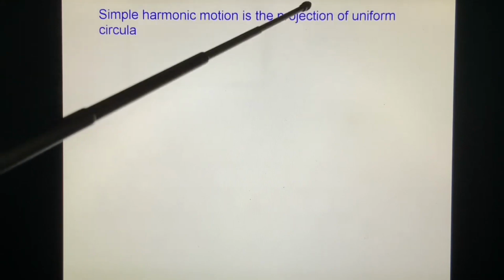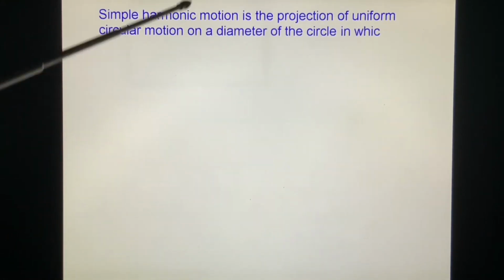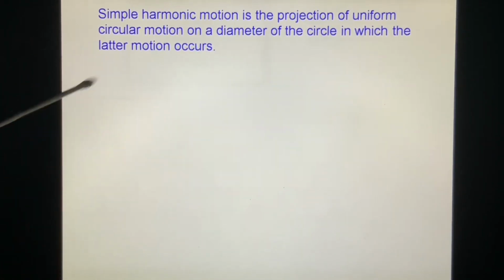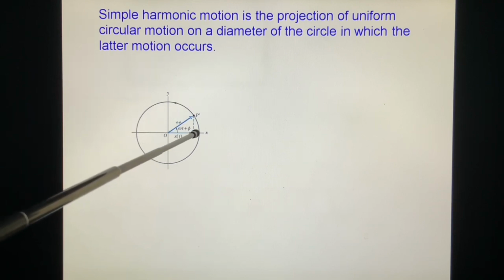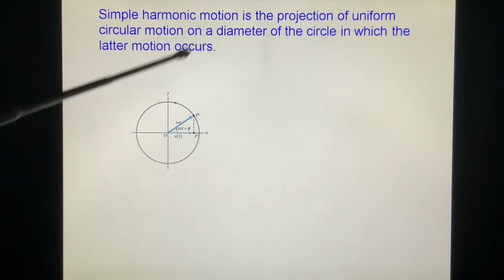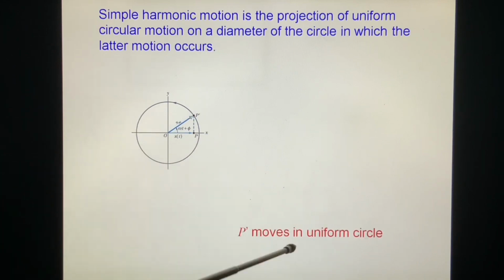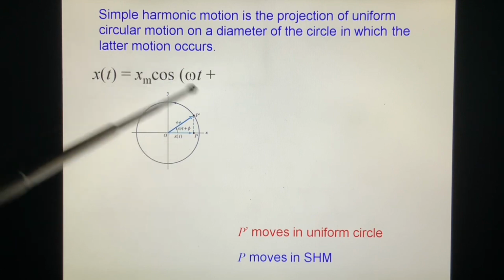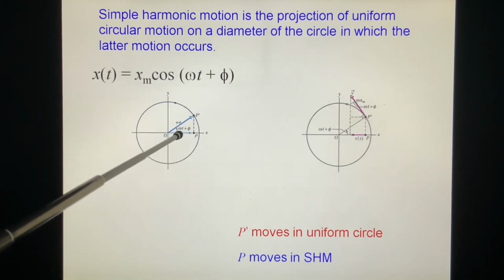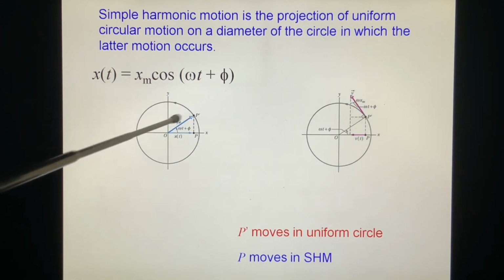Simple harmonic motion is the projection of uniform circular motion on the diameter of a circle in which the latter motion occurs. You look at this one. This is P. It goes in uniform circular motion. And the projection of P moves along this one, and this M prime moves in a uniform circle, and P moves in simple harmonic motion. How do I see this? You see this x. The x equals R cosine, equal to R cosine of omega t plus phi. What is R? It's called x_m.